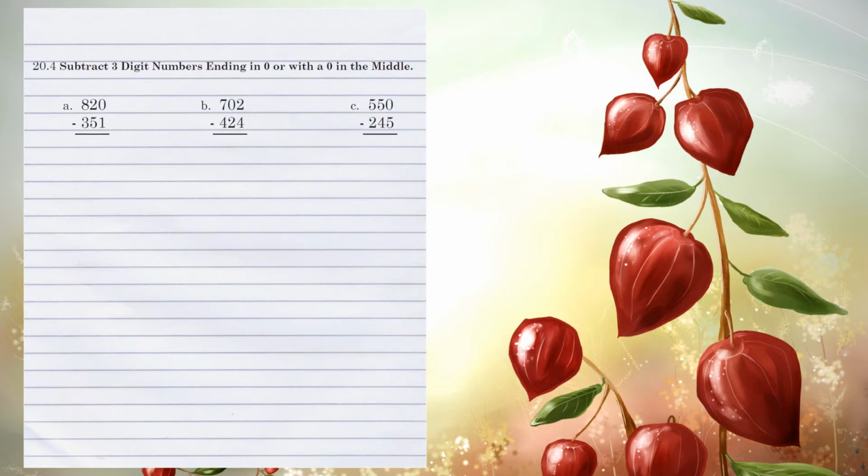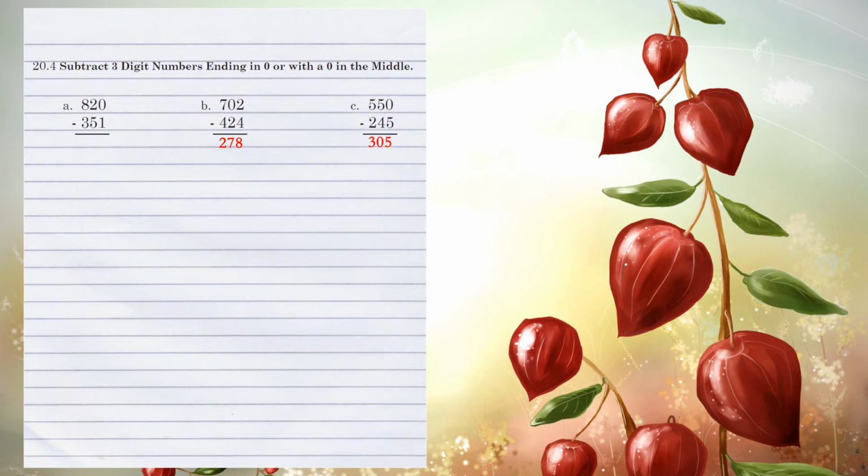Unit 20.4. Subtract 3-digit numbers ending in 0 or with a 0 in the middle. Let's look at example A. In the ones column, you cannot subtract 1 from 0. So we have to come to the tens column, we have to borrow from the 2, make it a 1. That 0 then becomes a 10. 10 minus 1 in our ones column is 9.